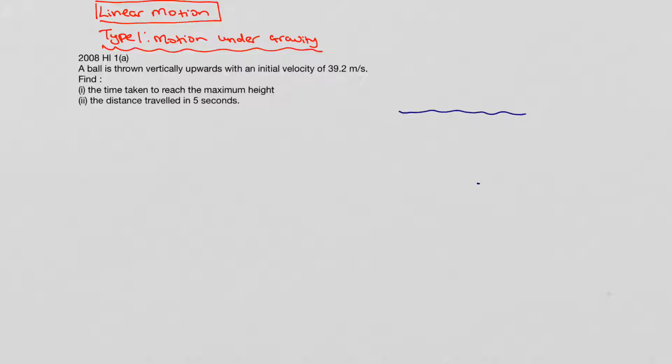So I'll just draw the ground, and I'm going to draw my object, and that's going to be projected upwards. And we're given an initial velocity of 39.2, and that's meters per second. And then as it goes up, it will obviously come back down again. So we're asked to find the time taken to reach the maximum height. So therefore we know this is our maximum height, and that's going to occur when the velocity will be equal to 0.